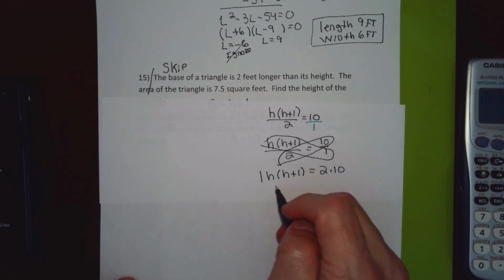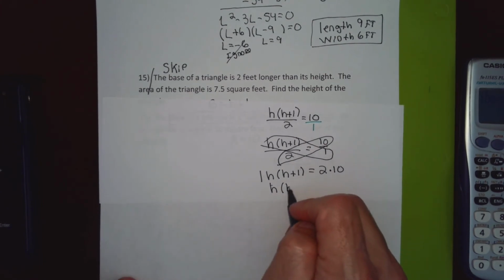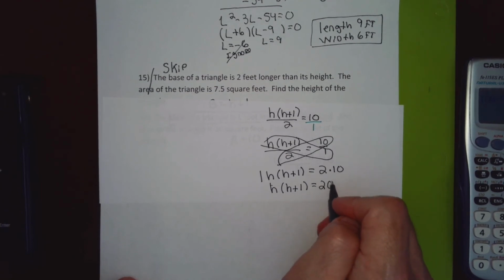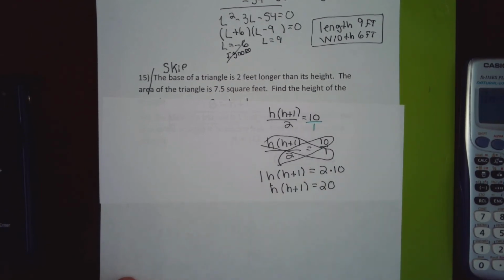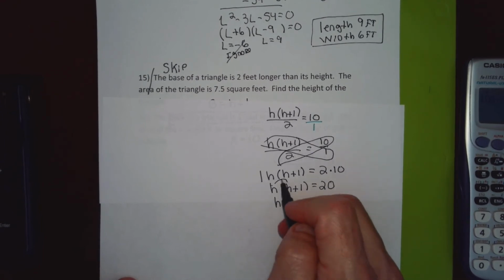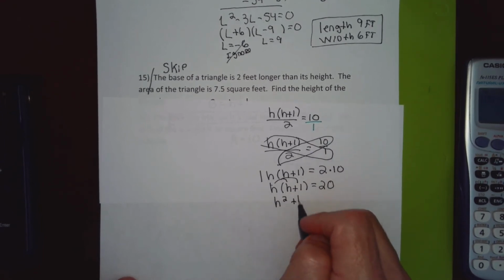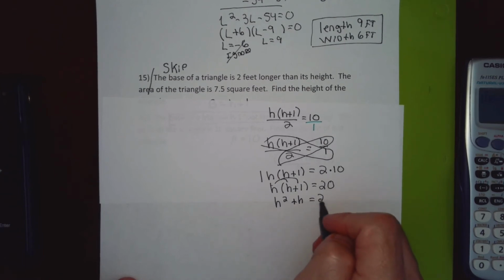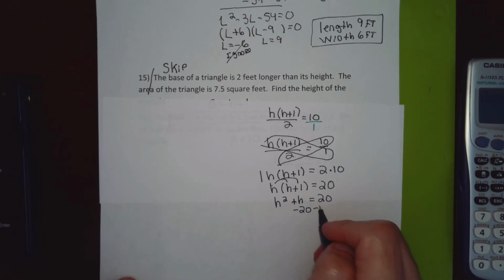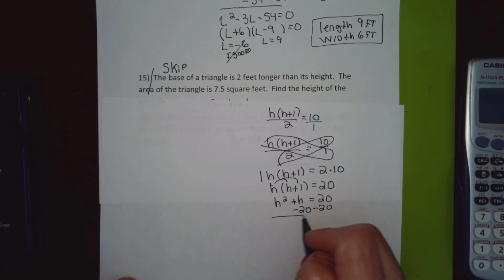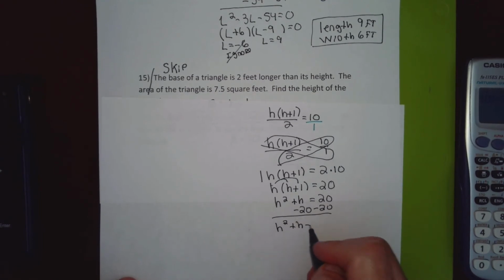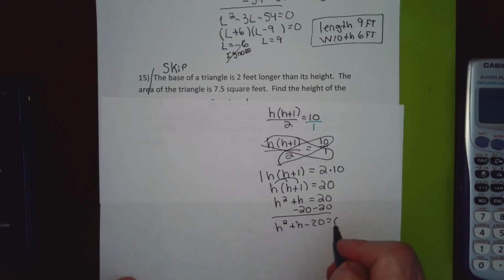I'm going to simplify this side and get rid of the 1. I get h times h plus 1, and on the right side I get 20. I'm going to clear my parentheses. I'm going to go h times h and get h squared. H times 1 and get 1h equals 20. I'm going to set this equal to 0 by minusing 20 from both sides. That's going to give me the height squared plus the height minus 20 equals 0.